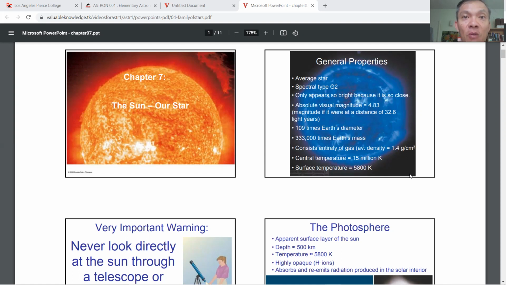We also saw granulation on the surface of the sun, and we know that those are caused by convection currents, basically hot gas rising up, cooling down, and then rising up and cooling down again.